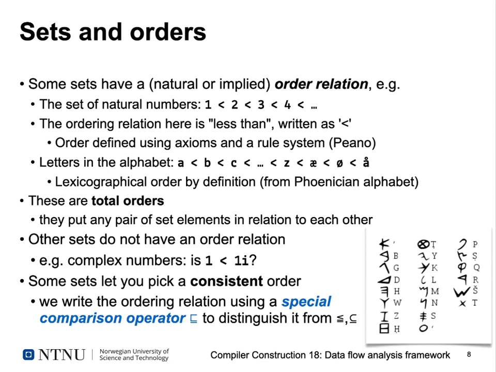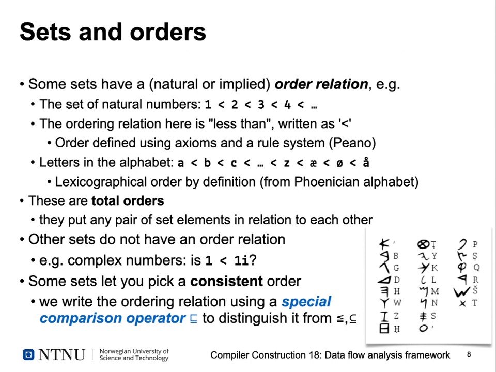So this lexicographical order of characters is just by definition, and this is even still derived from some very ancient order that was used already several thousand years back in the Phoenician alphabet, and it was just extended by some of the characters that were probably not in use back then, and by convenience these characters like Ä, Ö, and Ü were just added to the end of the alphabet. So both orders here, our numerical order for natural numbers and our sorting order for letters in the alphabet, are total orders. That means they put any pair of set elements in relation to each other.